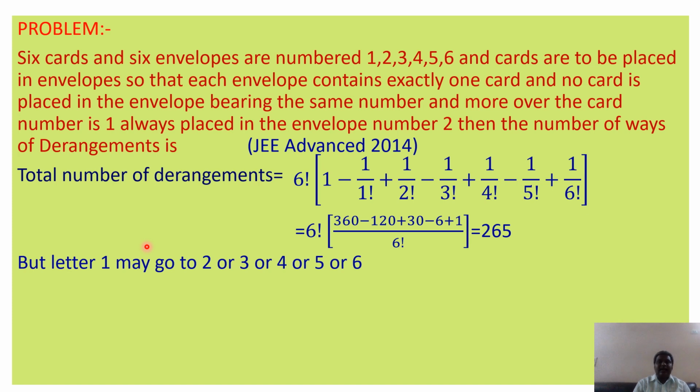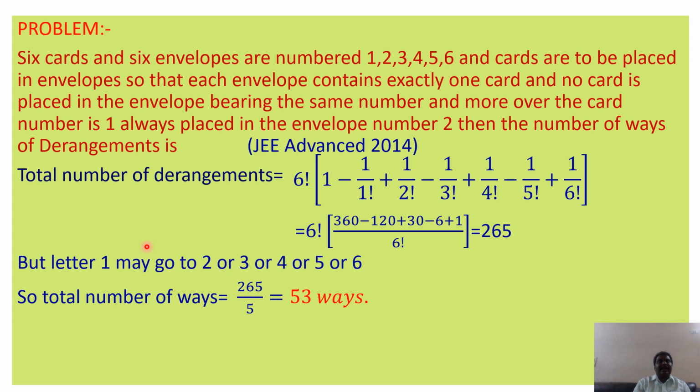whatever it may be. But what they are asking is my 1 goes to envelope 2. So 5 times of the above thing should be reduced. So you have to divide it by 5. So the number of ways is what? 265 by 5, that is 53 ways. So what is the condition here? My letter 1 goes to number 2.